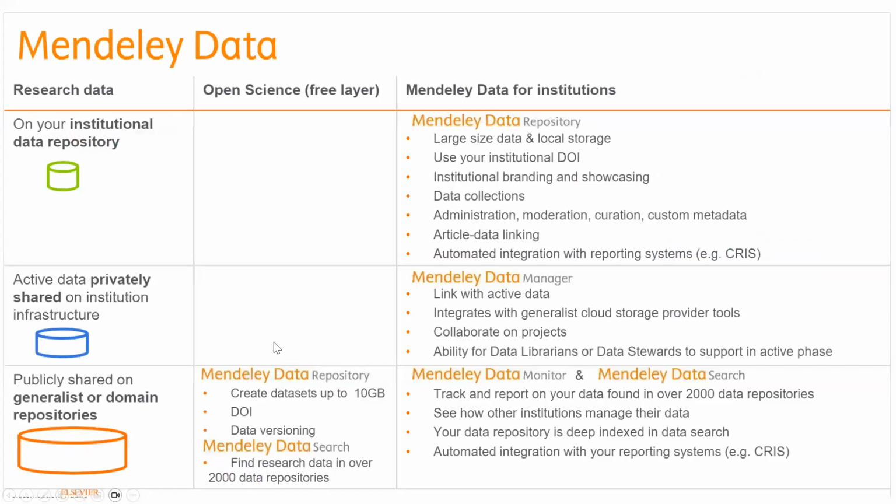And again, as I mentioned, the Open Science free layer of Mendeley allows 10 gigabytes of data. And you can actually use Mendeley Data to search for data sets from other researchers as well to use in your own research.